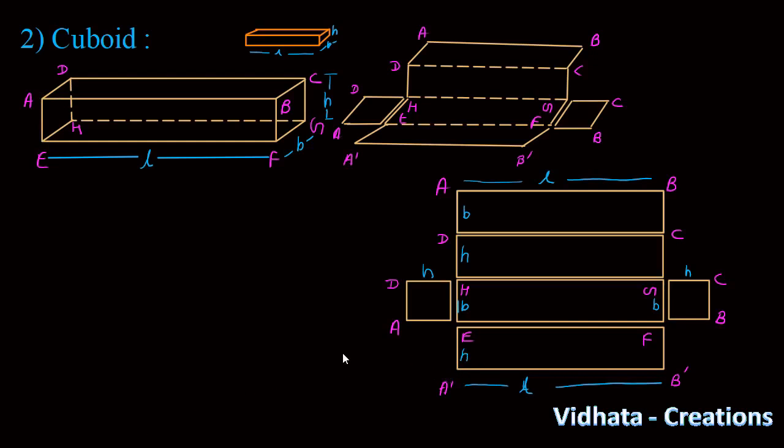Now we will calculate individually the area of each type of rectangle. As length, breadth, and height are of different lengths, we will calculate the area of each of these figures. First of all, we will calculate the area of ABCD, and I will call it area number 1.